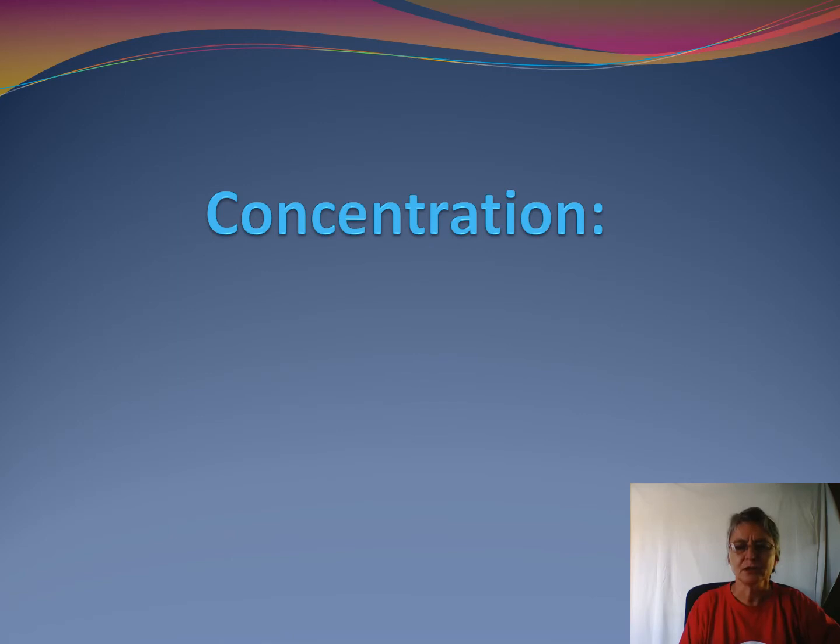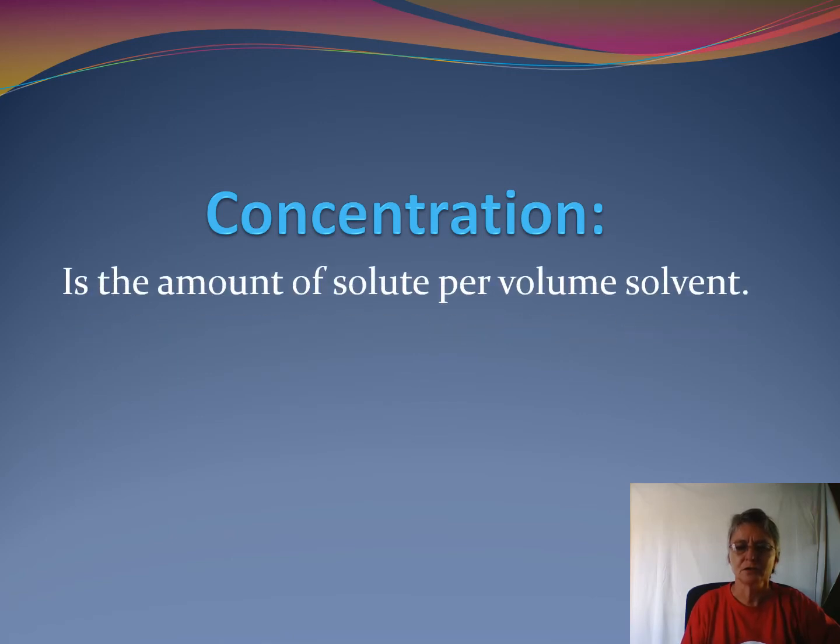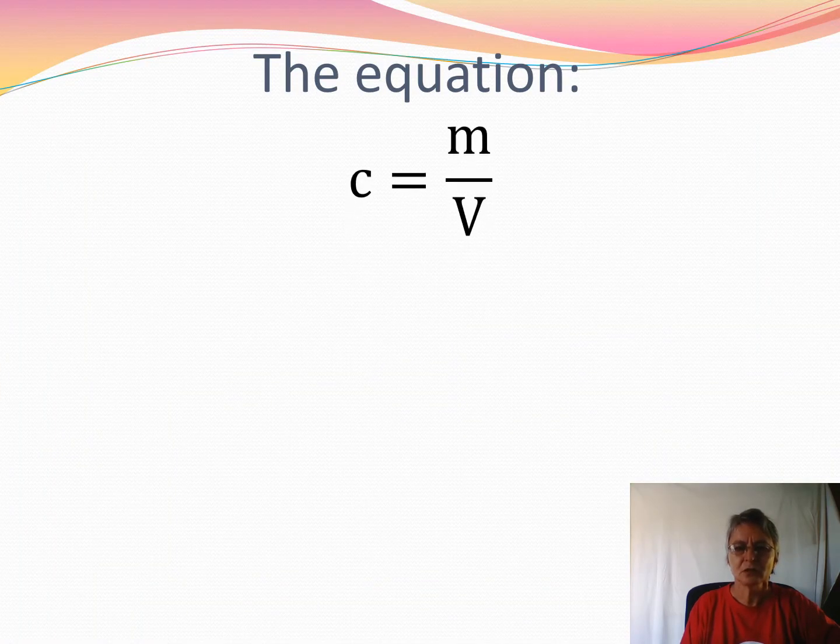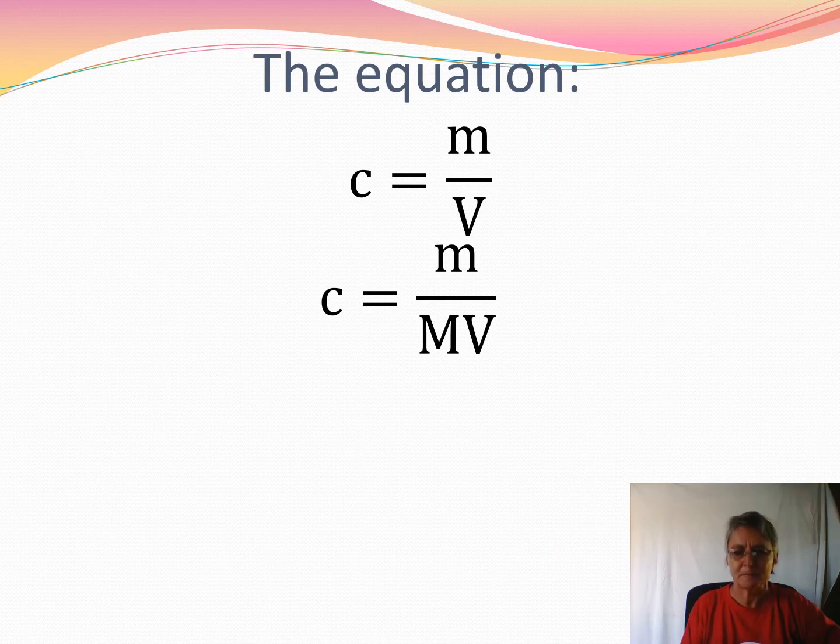So what is concentration? Concentration is the amount of solute per volume solvent. Now some solutions are liquid and some solutions are solid, but the definition of concentration is still the same. So the equation is C for concentration, N for moles, V for volume. And because they don't always give us the moles, we can change that equation to C is equal to M, the mass of the sample divided by the molar mass and the volume.